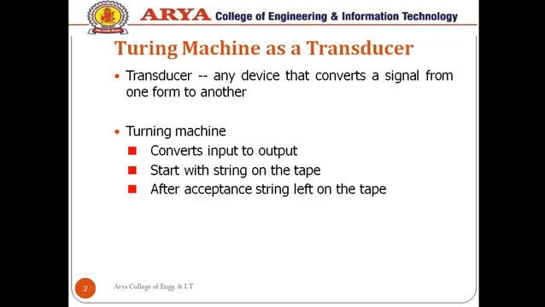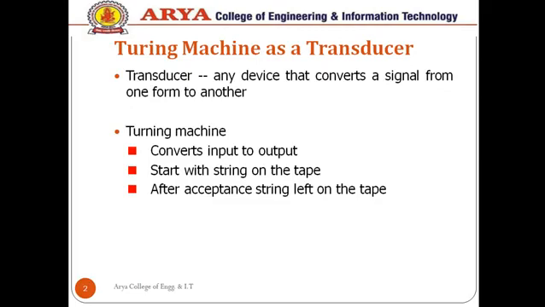We already discussed this topic in the previous lecture. In this lecture, first we discuss the Turing machine working as a transducer. Transducer means any device that converts a signal from one form to another form. That means if any machine reads an input value, it gives some output value. There are some steps for this. First, it converts the input to the output value.